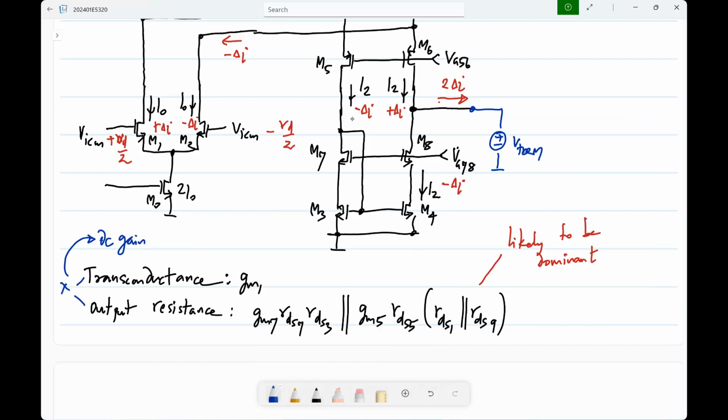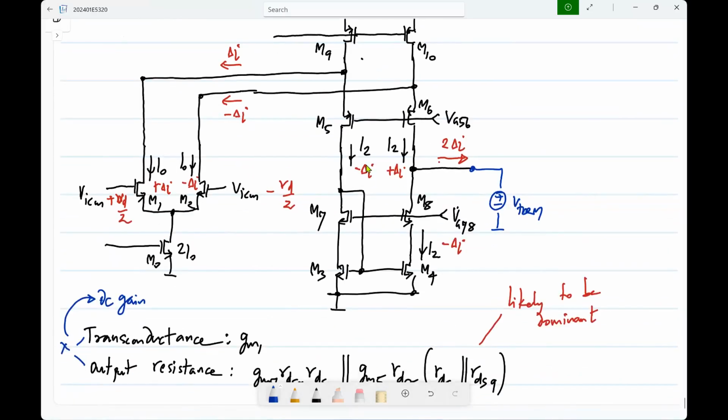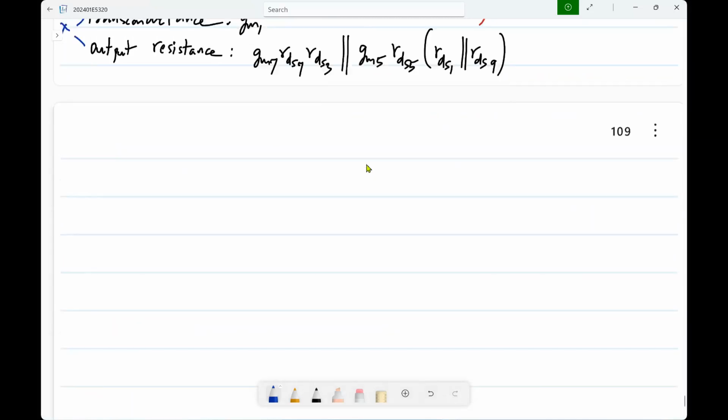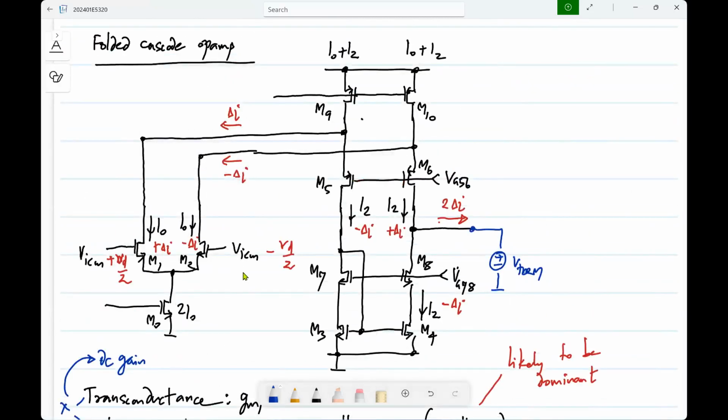What else will be different between this and the other op-amp, the cascode op-amp? What will be the swing limit? What is the input swing limit? What is the swing limit on VICM? What is the lower limit? What happens if VICM becomes too small? Which transistor will get in trouble? M0. So it's the same as before.